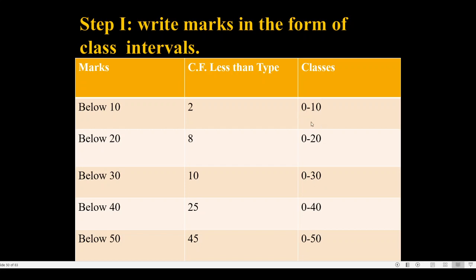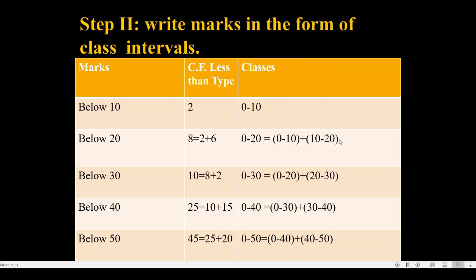See here, 0 to 10, then 0 to 20 we can write as 0 to 10 plus 10 to 20. Then the class 0 to 30 we can write as 0 to 20 plus 20 to 30. Then 0 to 40 means 0 to 30 plus 30 to 40. And the last class 0 to 50 means 0 to 40 plus 40 to 50.